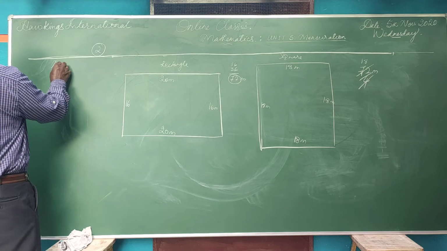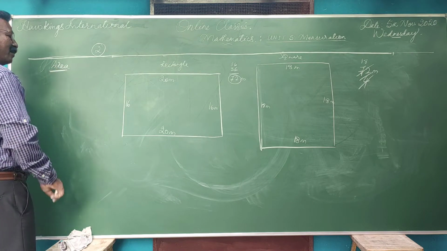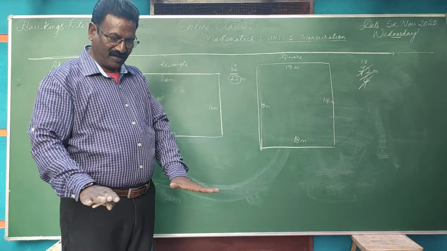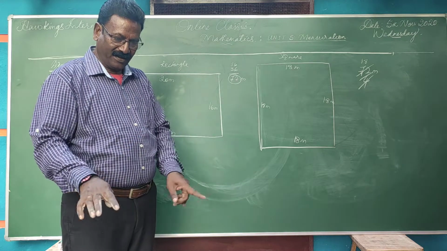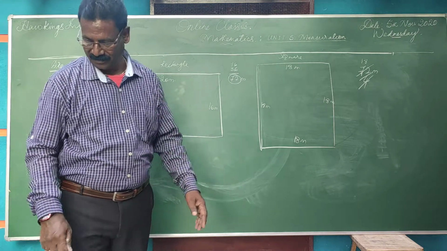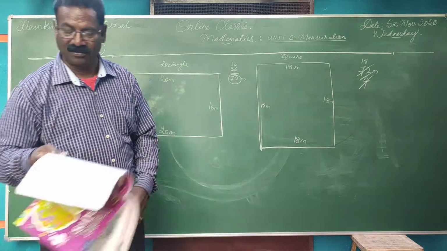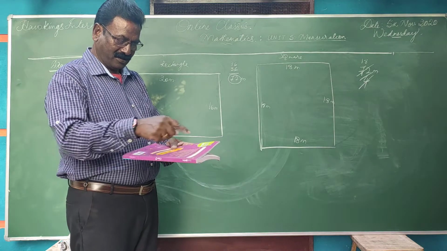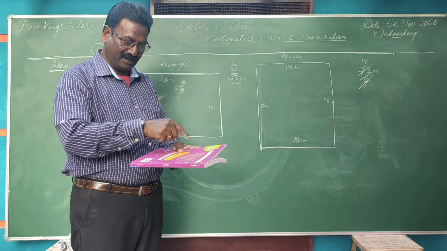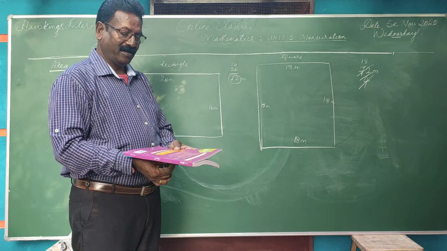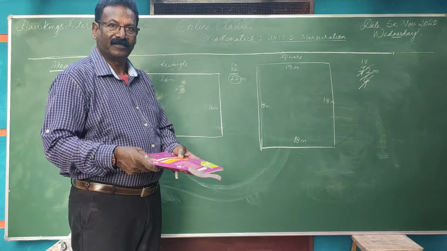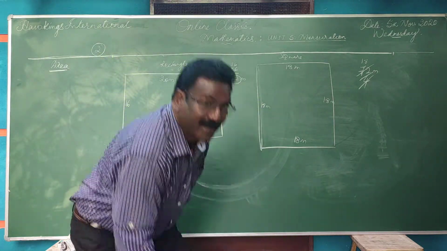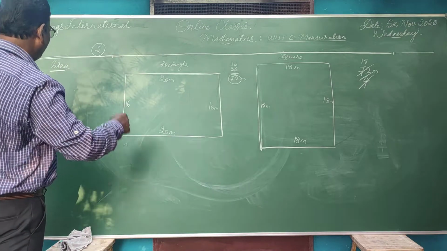I'll write it here. Area. What is area? The total space occupied by that boundary is called as its area. For example, this is the textbook. Earlier we saw the total distance of all the 4 sides is its perimeter, but the space, this flat area, is its area. Understood now? So perimeter we have understood.